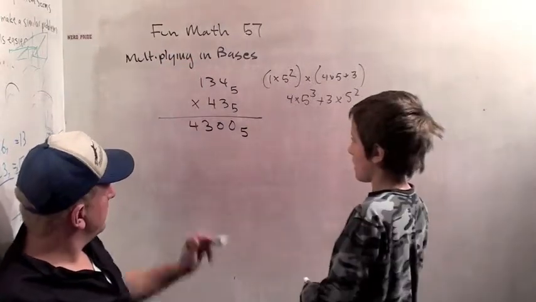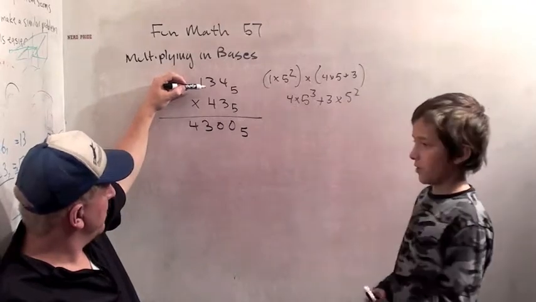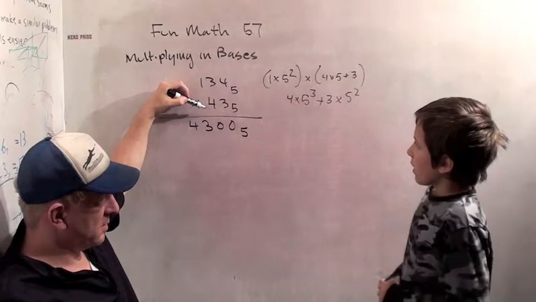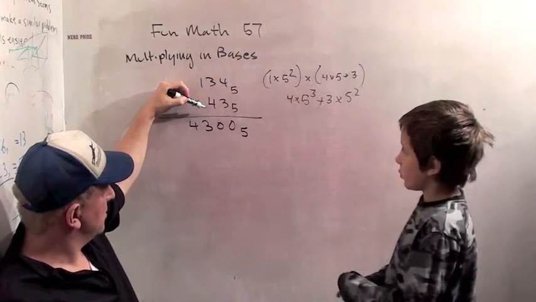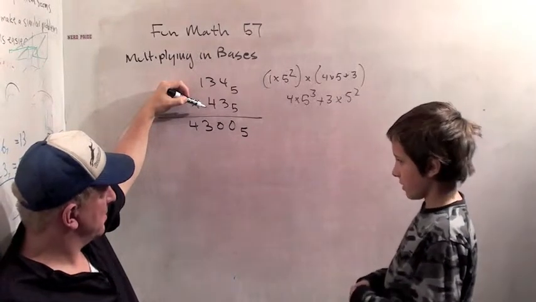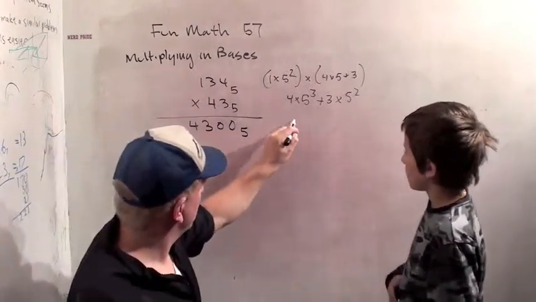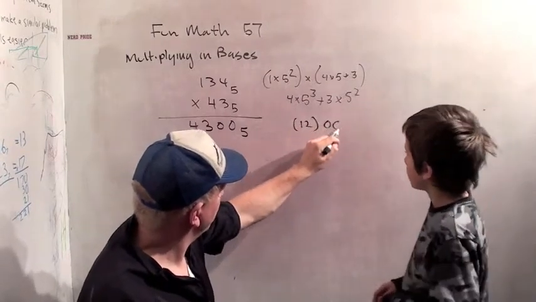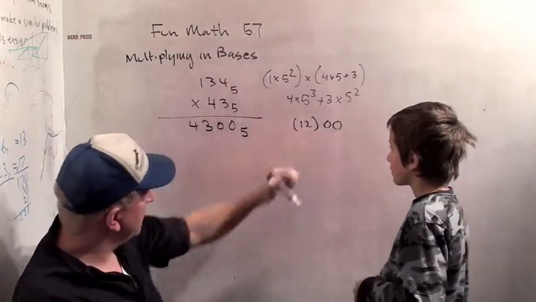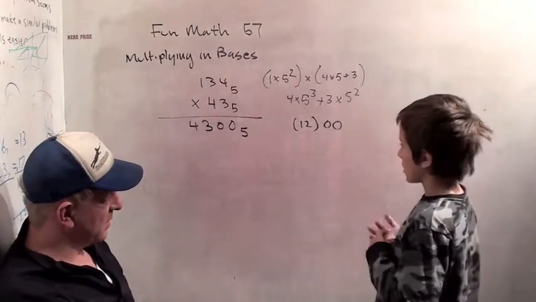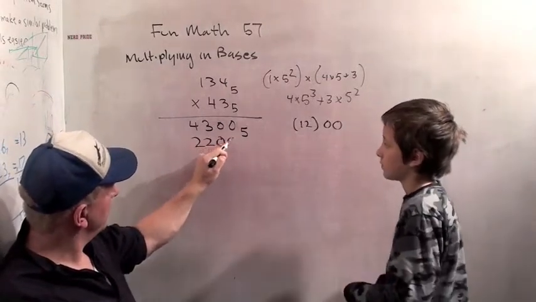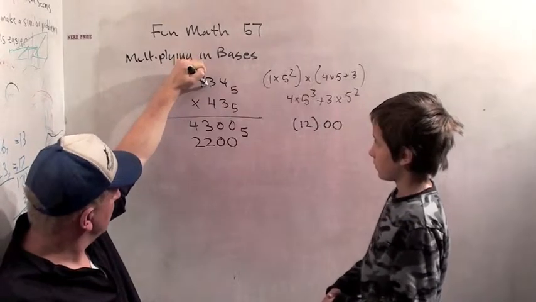Well, you can break that down into 30 times 40. Okay, good. What is 30 times 40? It's 1200 in base 10. Okay. What is 12 in base 5? It's 2, 2. Okay, so I get 2200. That's 30 times 40.